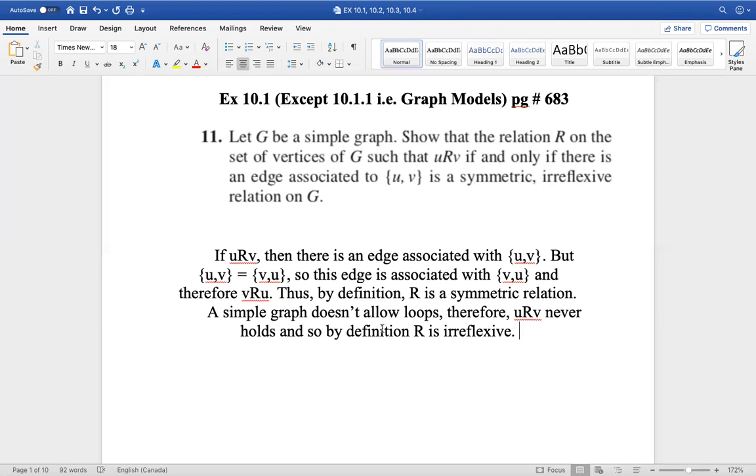Okay, so we had that URV relation, and we're saying if URV is true, then there is an edge associated with U going to V. But we also know that UV equals VU. So therefore we can say that there is an edge from V going to U. So therefore V R U. So we can say that this is a symmetric relation. And because it's a simple graph, it does not allow loops. Therefore R is irreflexive by definition.